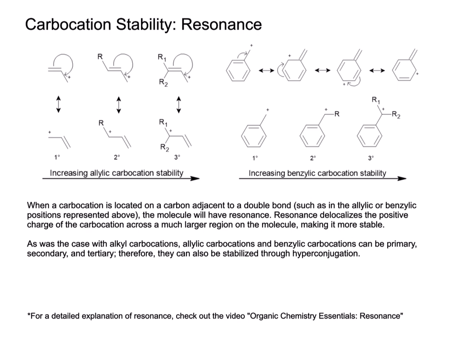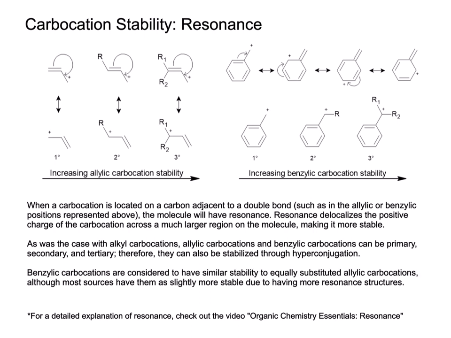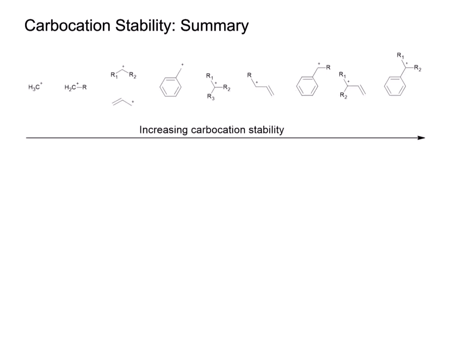them further through hyperconjugation. Benzylic carbocations are considered to have similar stability to equally substituted allylic carbocations, although most sources do have them as slightly more stable due to having more resonance structures. If you're looking at those resonance structures depicted in those images, and don't fully understand them, you may want to review my video, Organic Chemistry Essentials Resonance. Overall, when it comes to carbocation stability, both resonance and hyperconjugation are important.